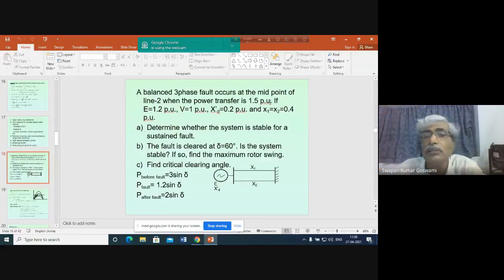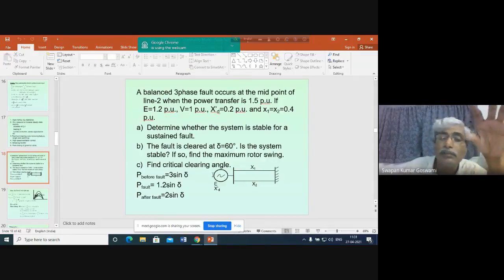What is the base? It is not given. Since all data are given in per unit, we need not bother about that, because we know the values which will be sufficient for us. If E is 1.2 per unit, what is the E? It is the generator. What is basically the model of the generator? Generator is represented with the help of a generated voltage in series with some reactance. In series with some reactance, we ignore the resistance for simplicity.